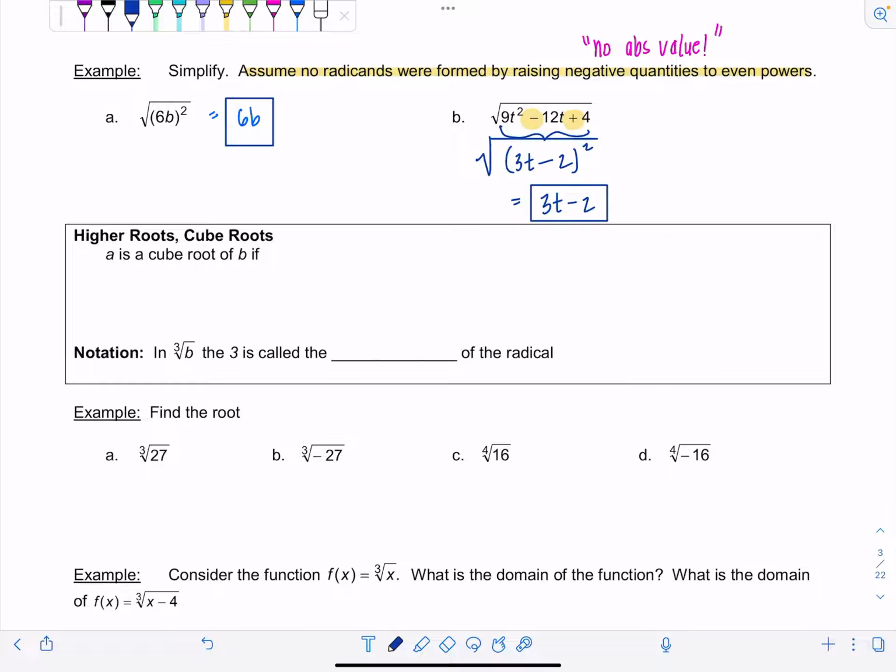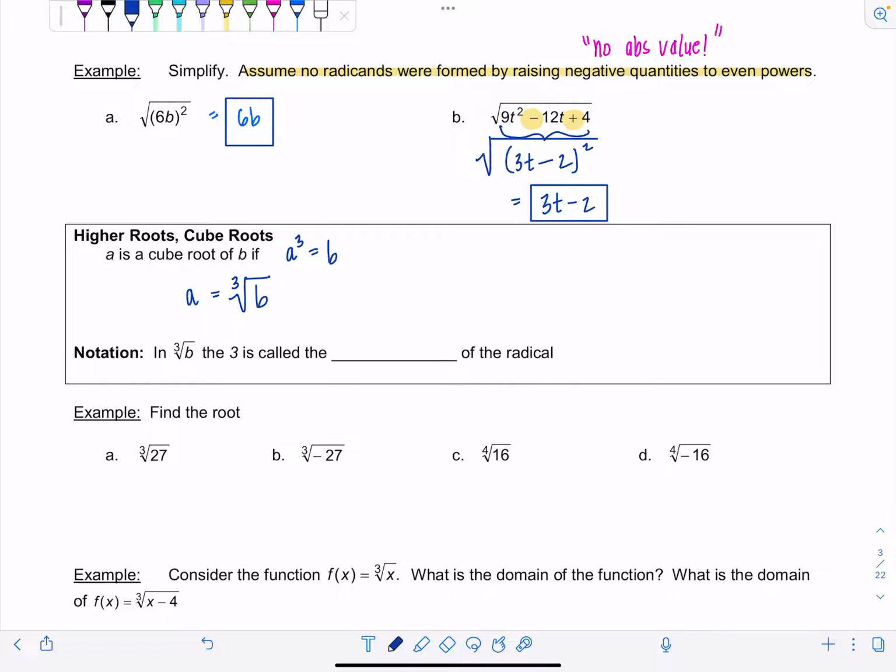And then now that we're so proficient at square roots, we're going to talk about higher roots, cube roots, etc. So we say that a is a cube root of b if a cubed is equal to b. And the way you would indicate that a is a cube root of b is by writing the following: a equals the cube root of b.